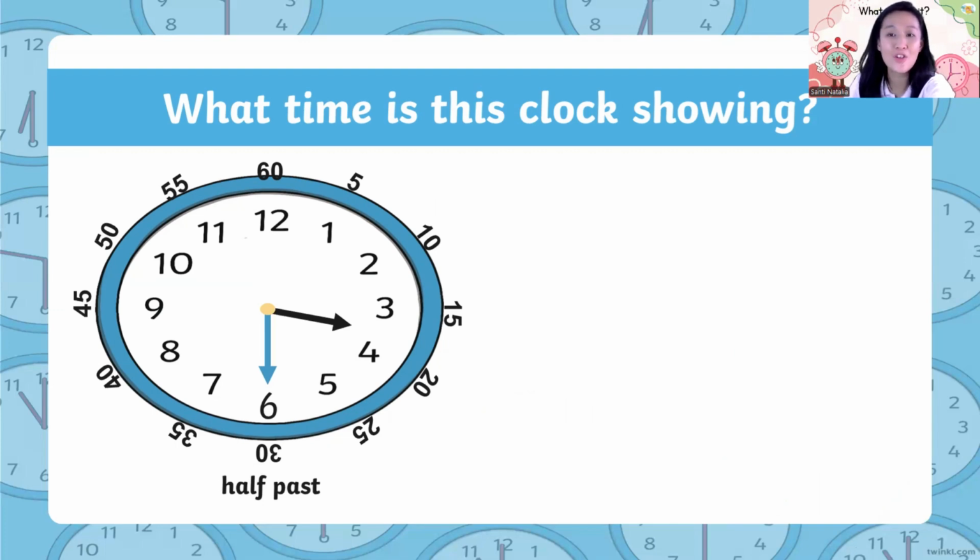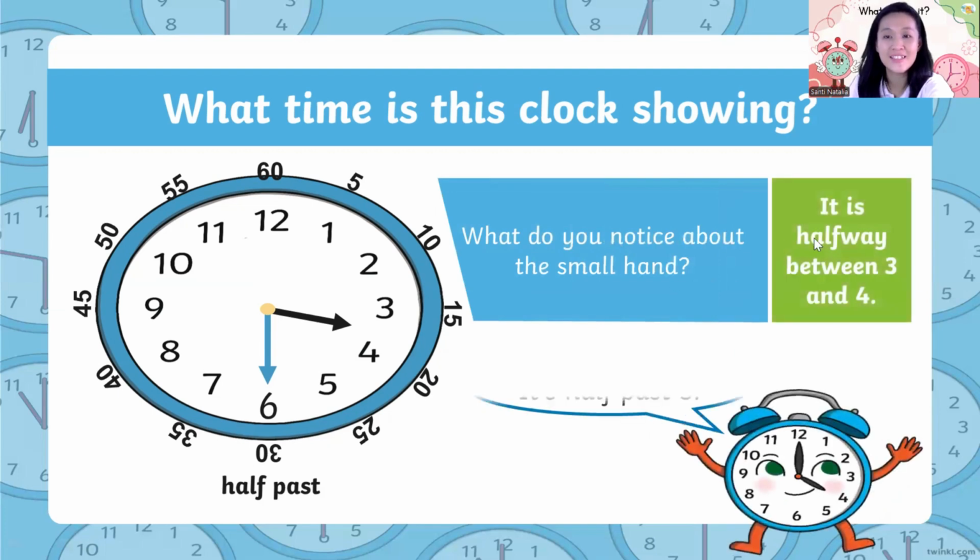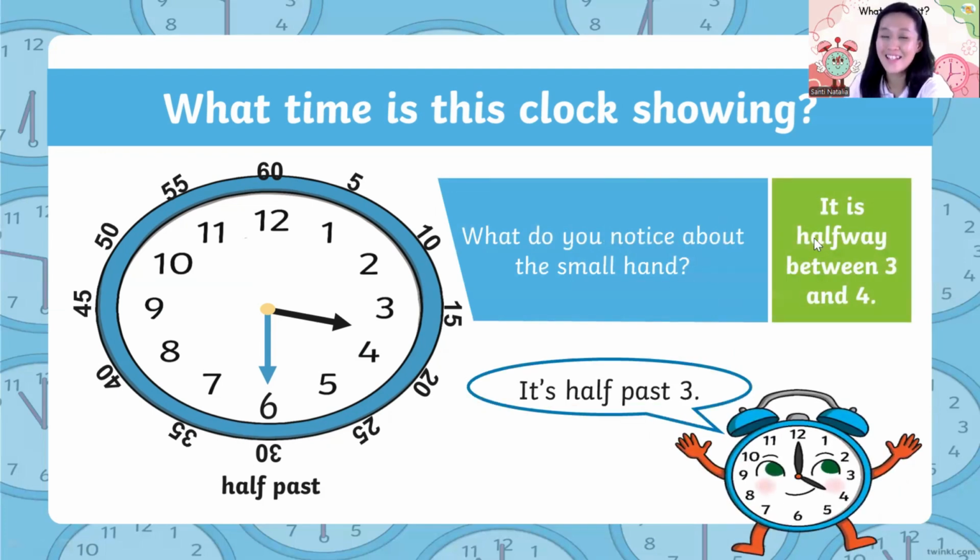How about this one, children? What time is this clock showing? The long hand is pointing at 6 and the short hand between 3 and 4. So it's 3:30. That's right. It's 3:30. That's good. Thank you for trying, children.